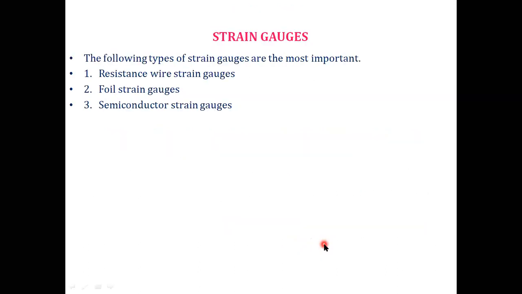And there are different types of strain gauges. Strictly, we can say strain gauges are bonded and unbonded type, and other types of strain gauges are resistance wire strain gauges, foil strain gauges, semiconductor type. We will see these different types of strain gauges in the next class. We will see the basic working of the strain gauges here and the derivation part for the gauge factor. Gauge factor in this class we are going to cover.